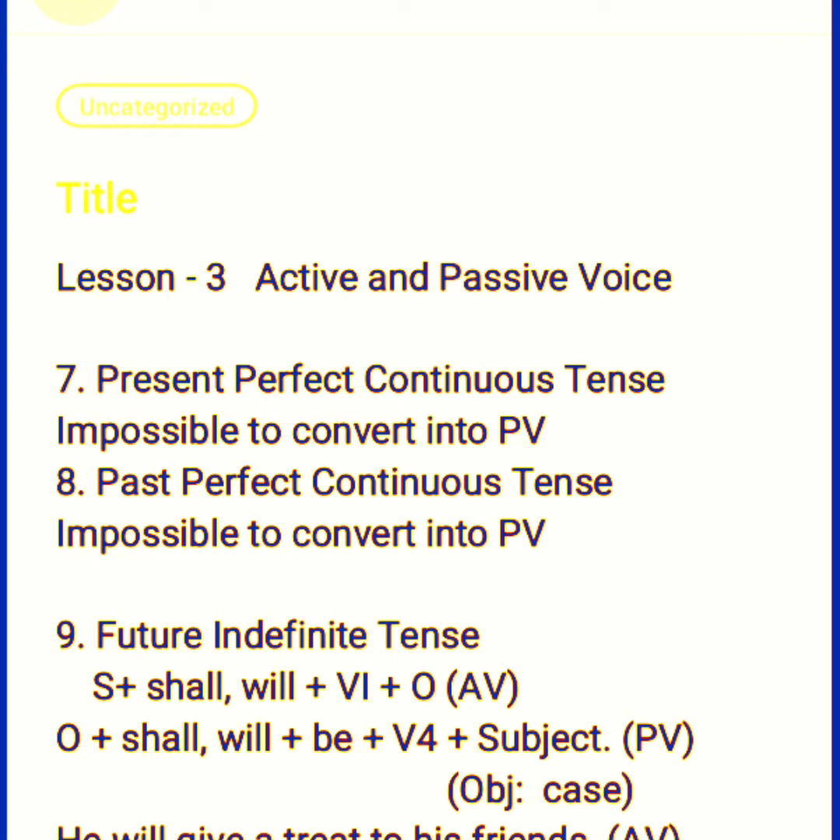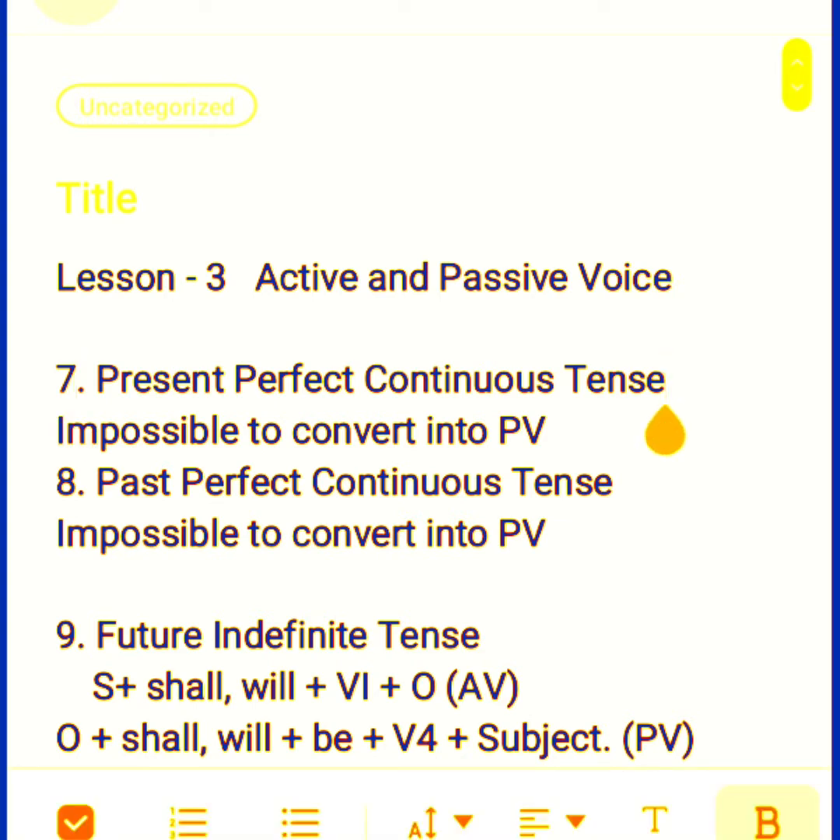Today I am going to teach you lesson 3 of active and passive voice. Before this we learned the passive voice of 6 tenses up to past perfect tense, according to the sequence that I taught you in the previous lectures, previous videos. Now look at these tenses. Number 7, present perfect continuous tense. This is not possible to convert into passive voice. It is impossible. Number 8, past perfect continuous tense. This is also impossible to convert into passive voice.